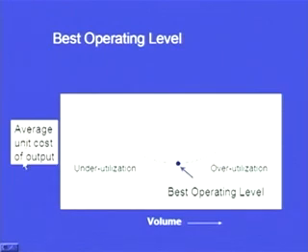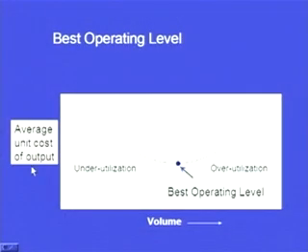Now what is best operating level? Now you can see average unit cost of output, this is decreasing, and there is a level at which we say this is the best operating level, and after that we have the overutilization. Before this we are having the underutilization. So as the volume is increasing, the average unit cost of output may be in terms of cars, it may be in terms of shoes, it may be in terms of coat, it may be in terms of trousers. So whatever product we are producing, as the volume is increasing, the average per unit cost is coming down, but it is coming down till a particular level only.